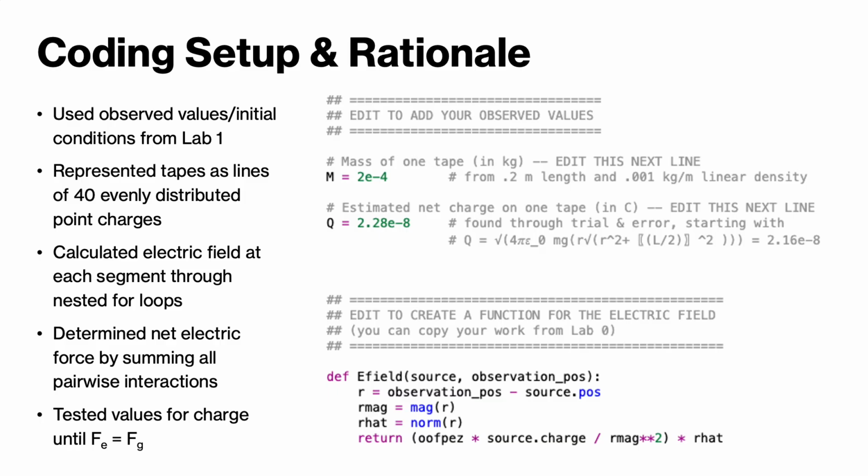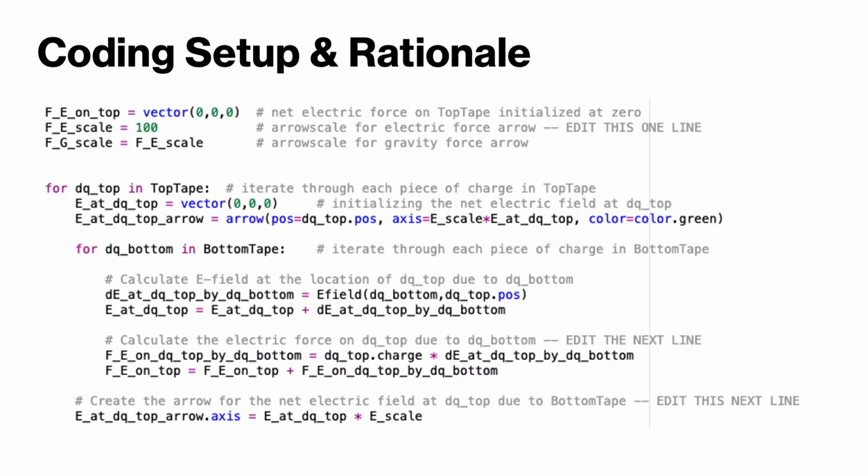I began with a trial value for Q based on the thin rod estimation, and then adjusted Q until the computed electric force matched the gravitational force. In other words, I used trial and error. The nested loops shown here perform the main physics calculation. For each small charge element on the top tape, the program calculates the electric field due to every element on the bottom tape. The force on each segment is computed using F equals QE, and all contributions are summed to determine the total electric force. It's worth noting that interactions within the same tape are ignored.